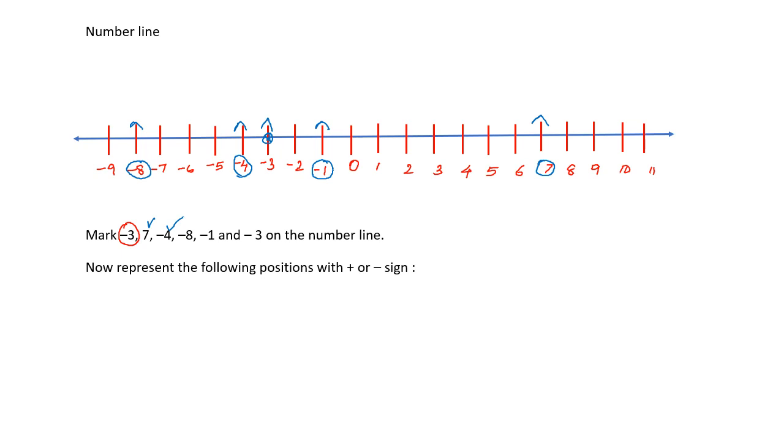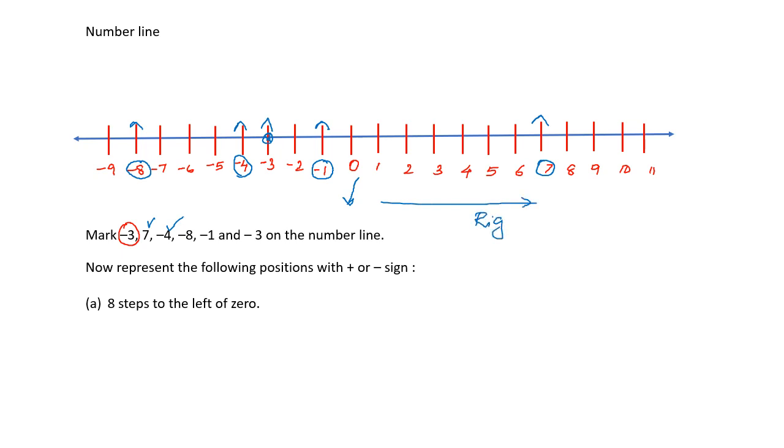Now let us see. Now represent the following positions with plus or minus sign. Let us see. 8 steps to the left of 0. Now here we have a 0. We have a 0 here. Right of 0 means this is to the right of 0. Why is it to the right?